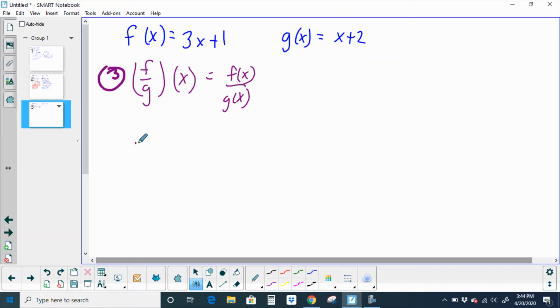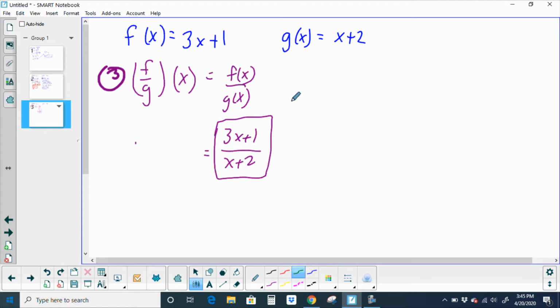That's all I want. So all we're going to do is say, okay, f of x is 3x plus 1, and g of x is x plus 2. Now, you can't simplify any of this. Nothing is going to cancel. Yes, there's 1 x on the top, 1 x on the bottom, but there's some addition going on, so we can't just cancel off the x's. So we are going to leave our answer like this. And that's all you've got to do for that one.